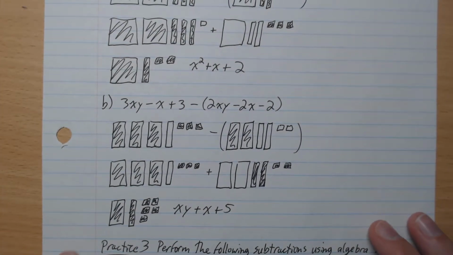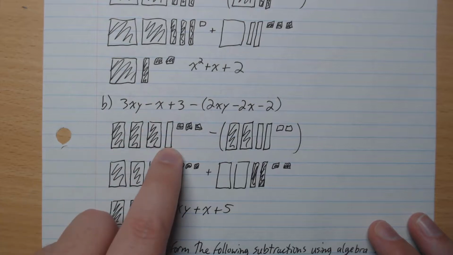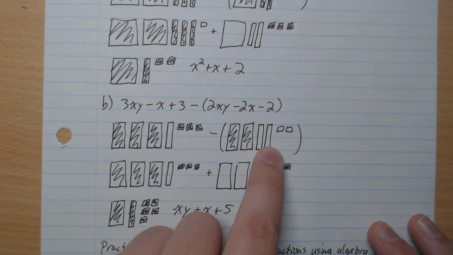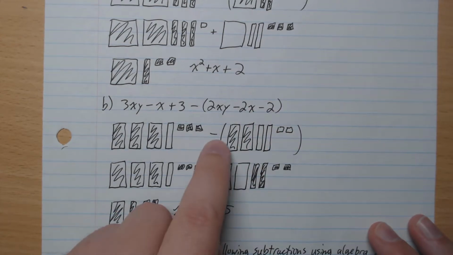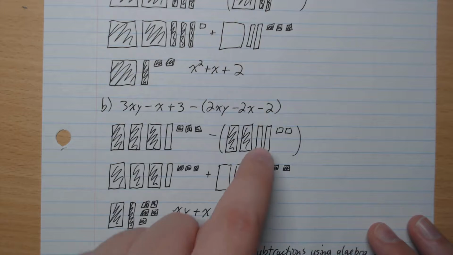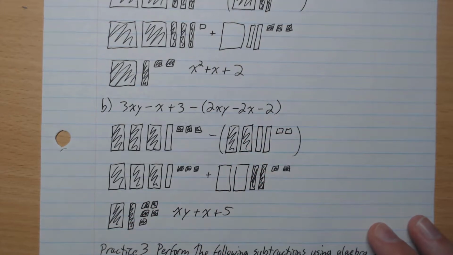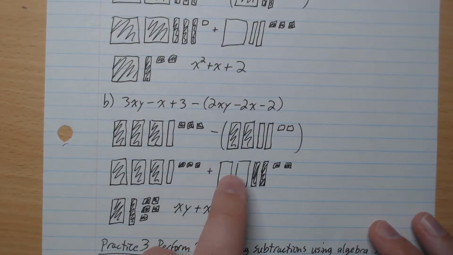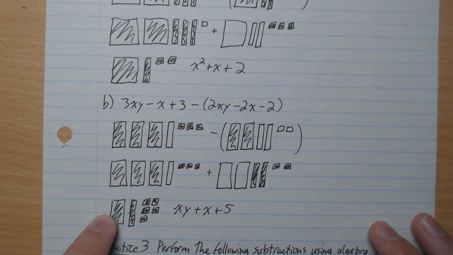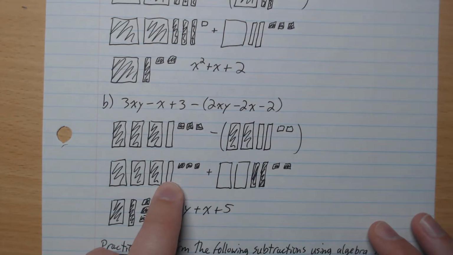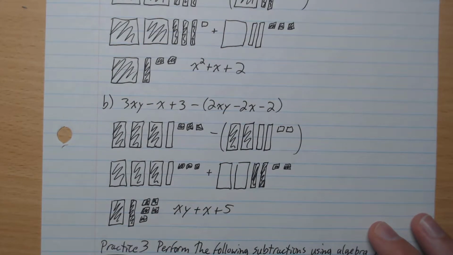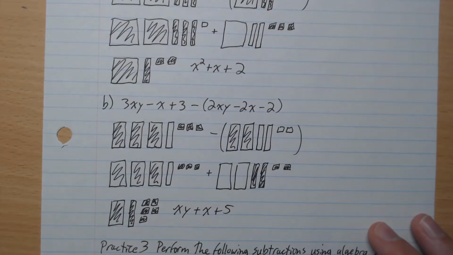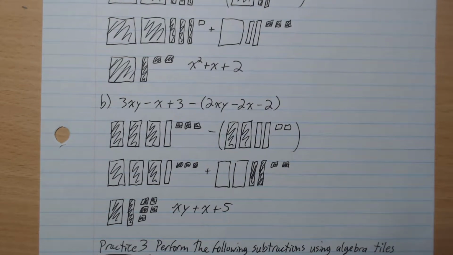Okay, let's do another one. 3xy, 1, 2, 3, minus x plus 3, minus this polynomial, 2xy minus 2x minus 2. We distribute the negative, so this becomes negative, this becomes positive, this becomes positive. Now we perform the addition. 3 here, 2 there, so 2 of them annihilate, so xy remains. Negative x plus 2x, so 1 remains for x. 3 plus 2, 5. So we have xy plus x plus 5.